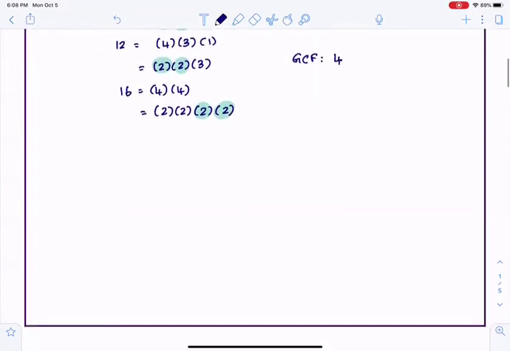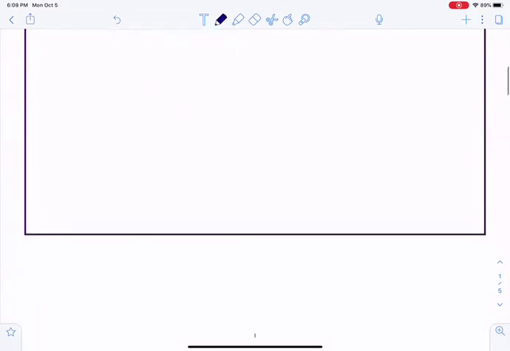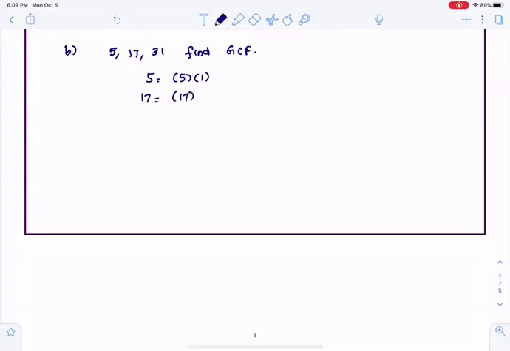Now, another example, let's just take 5, 17, and 31. Say find the greatest common factor. So 5 as a factor of 5 times 1, and 17 times 1. I cannot break 17 down and write it in terms of smaller numbers. And 31 is the same. You have 31 times 1.